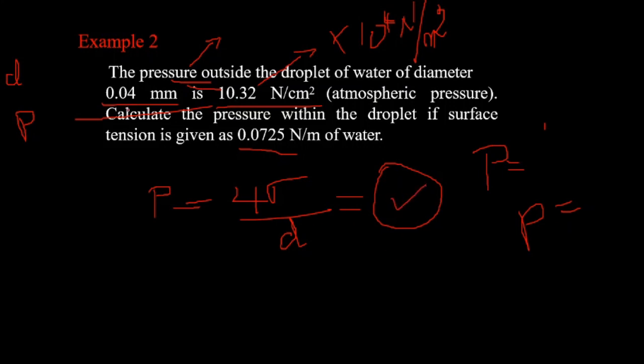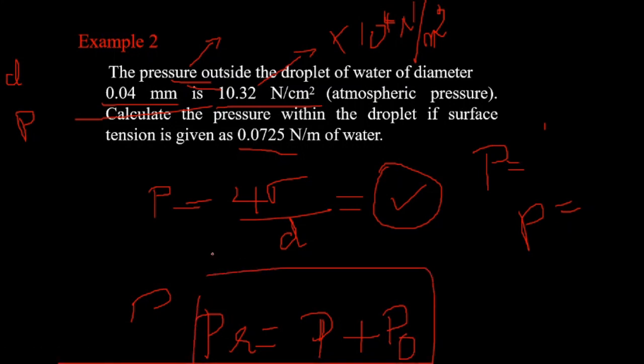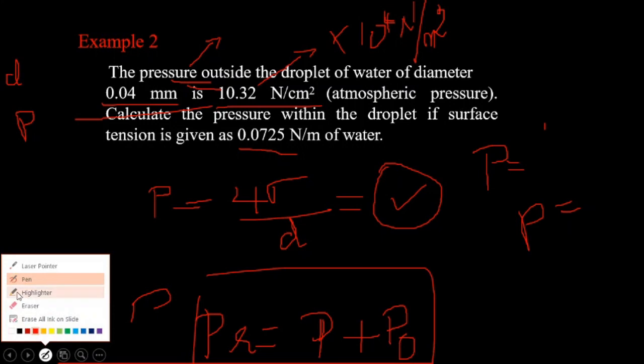But what have they given? We have to calculate the pressure within the droplet. So another P we have to find, that is the pressure inside the droplet, which is equal to whatever solution we are getting here, plus the pressure outside the droplet. So this will be the answer. I'll show you by solving.